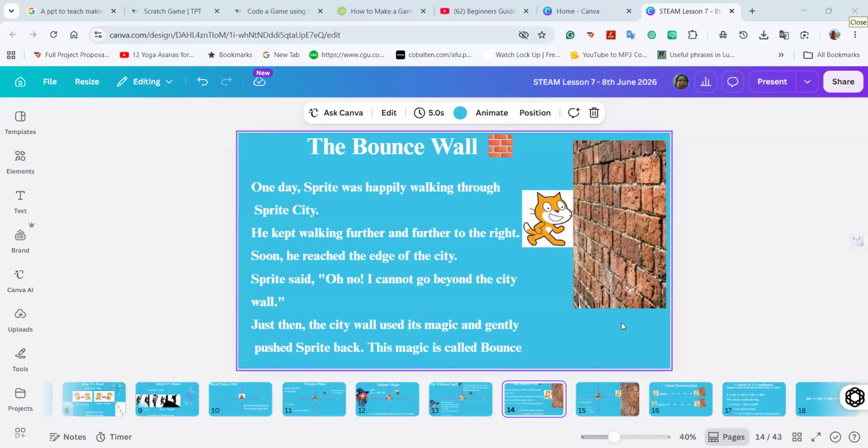He kept walking further and further to the right. Soon he reached the edge of the city.